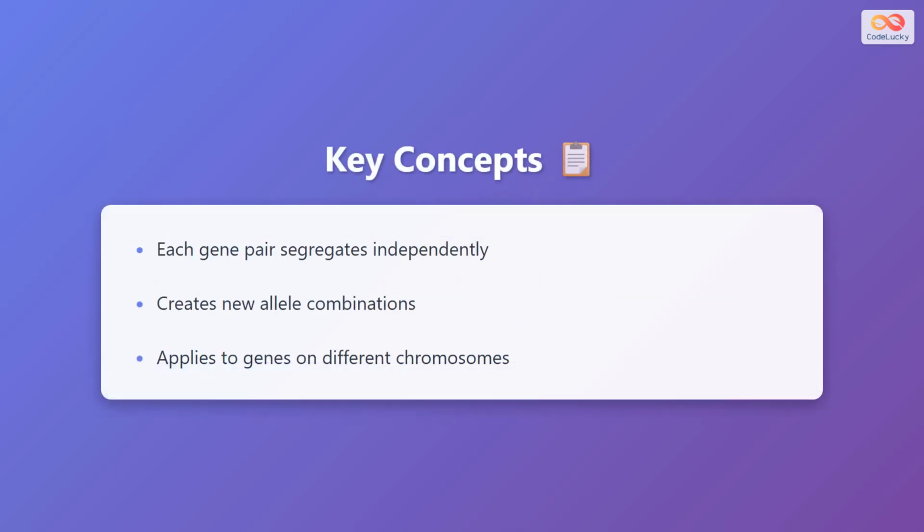There are three key concepts to understand. First, each gene pair segregates independently during meiosis, which is the cell division process that produces gametes. Second, this independent sorting creates new allele combinations that were not present in either parent. Third, this law specifically applies to genes that are located on different chromosomes, not genes that are close together on the same chromosome.